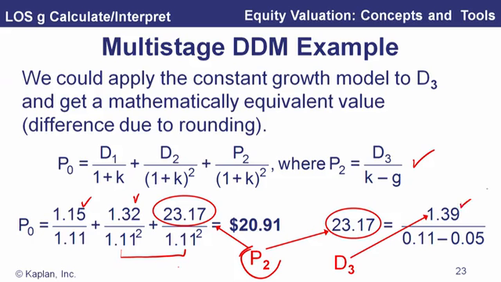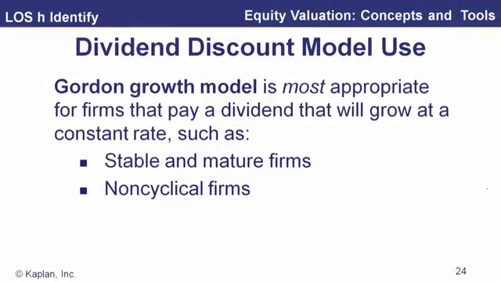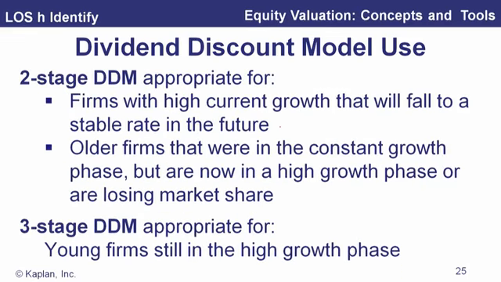This is the second dividend at the constant growth rate, our D3. So, what about using this dividend discount model? Well, it's most appropriate for firms that pay a dividend, so that shouldn't come as a shocking result. We need a dividend that will grow at a constant rate. So a stable, mature firm, non-cyclical firms, might be most appropriate for those.